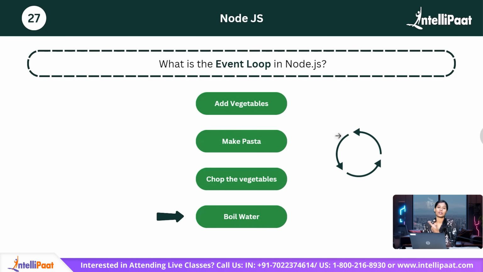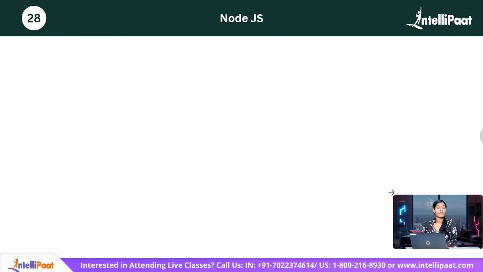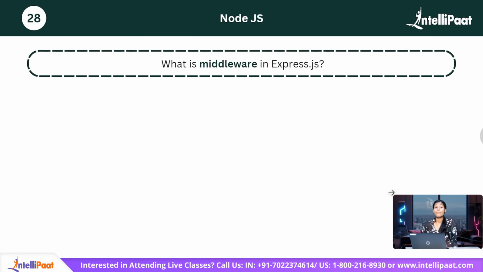It keeps on looping over and over again, and as soon as the task is done, it is thrown out of the event loop. That is how event looping works in Node.js. Moving on, we have our next question. What is middleware in Express.js?